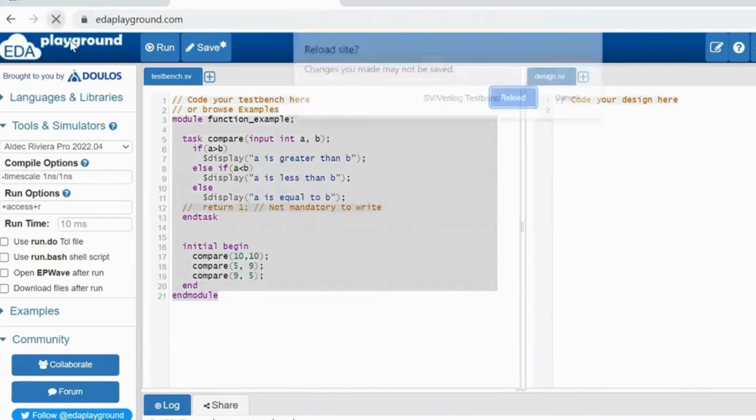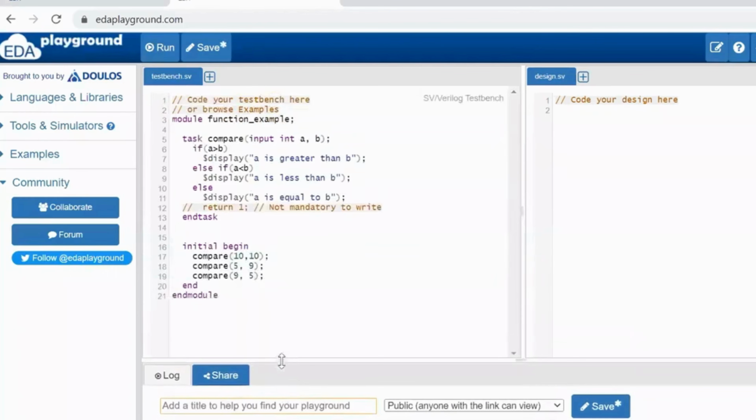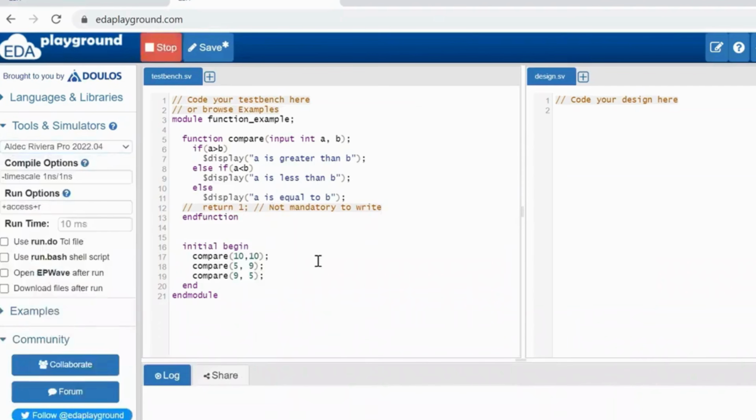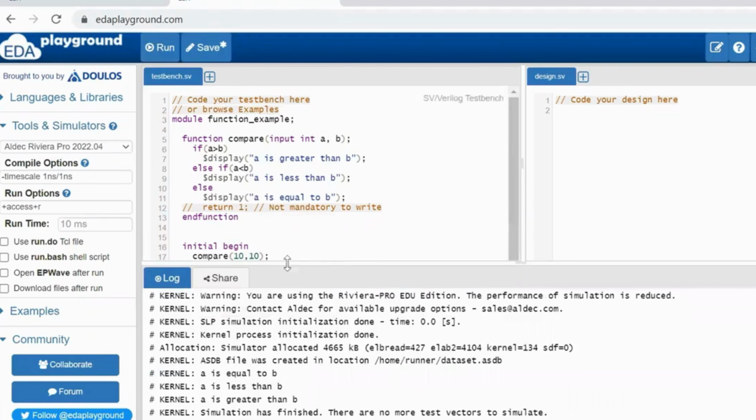Another thing, function and task both are synthesizable. There is no such thing as a function being used only in synthesis and not in simulation. Functions and task both are synthesizable, but tasks can use time, right? Whenever we use simulation time, synthesis will not accept or consider it. So here we are taking the function example.